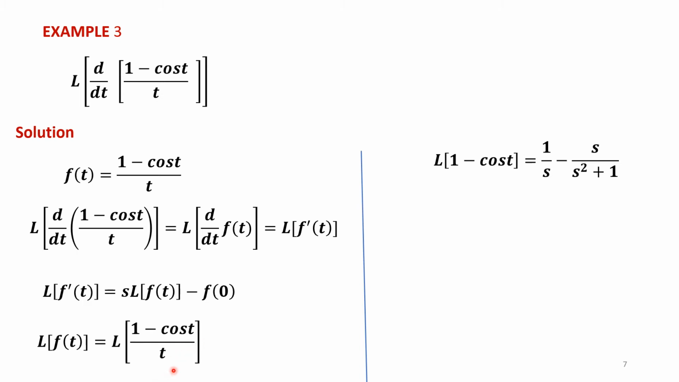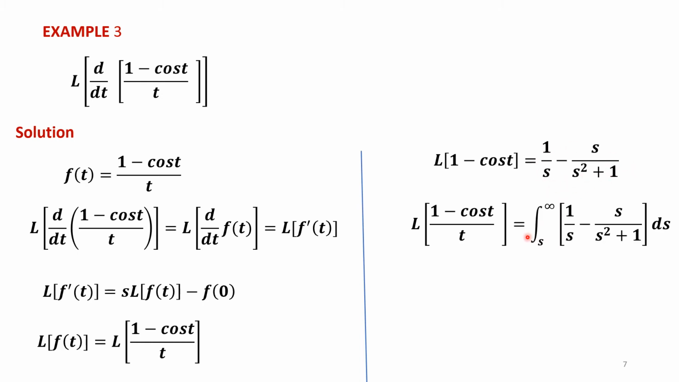Now we are having division by t, which means that whatever is the Laplace transform of the numerator, that function is to be integrated. So L of (1 minus cos t) upon t will become integration from s to infinity of this function. Again, integration of 1 by s is log s. Here also 2 is missing to get a log function, so multiplying and dividing by 2.